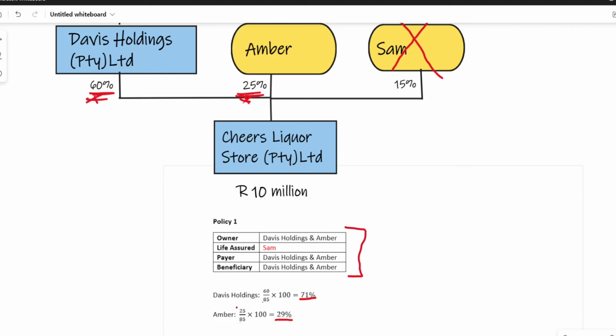So if you were looking at an example of applying this percentage just to premium, let's say that the life policy on the life of Sam, that the premium payable is 100 rands. So that just simply means we've got to split this 100 rands between Davis Holding Company and Amber. So applying 71% to the 100 rands, that means the Davis Holding Company pays 71 rands of that premium, while Amber pays 29 rands on that premium.